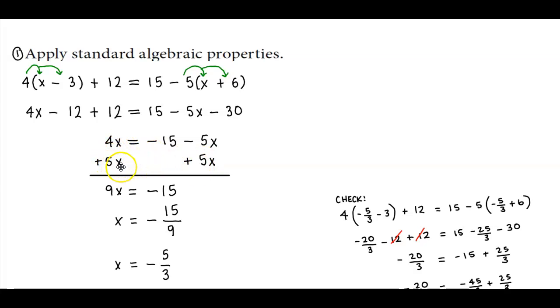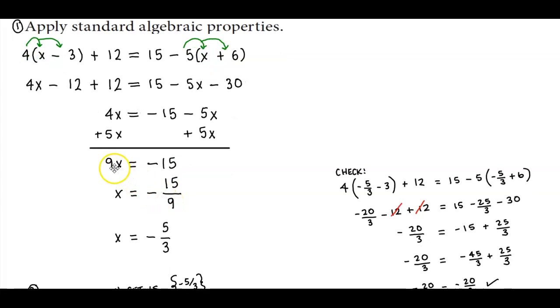So 4x plus 5x gives you 9x. Minus 5x plus 5x gives you 0. And what's left on the right side is negative 15. Now we divide both sides by 9, so x is going to equal negative 15 divided by 9.